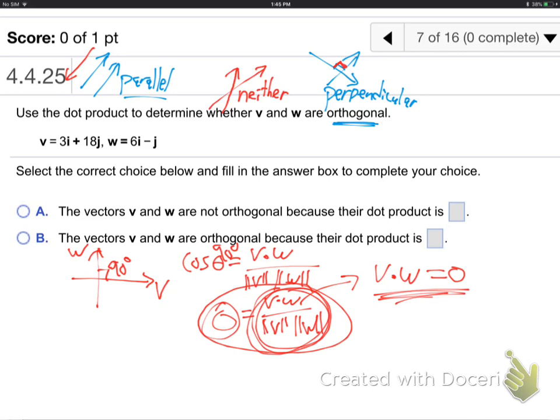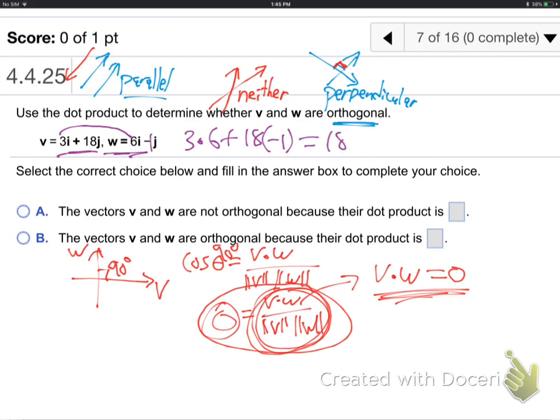Is the dot product 0? Well, then the vectors are orthogonal. So that's exactly what we'll do. Let's take these two vectors, vector v and vector w, and dot them. The i times the i, 3 times 6, plus the j times the j, 18 times negative 1. So I just did the i with the i, and the j with the j. It's a negative 1 there.